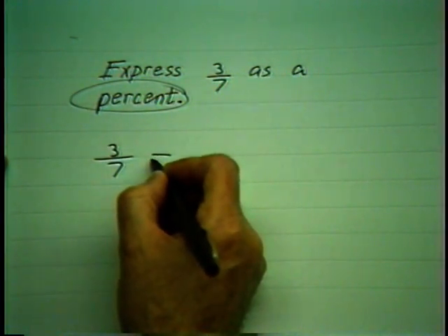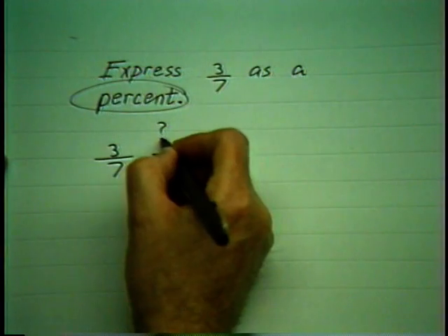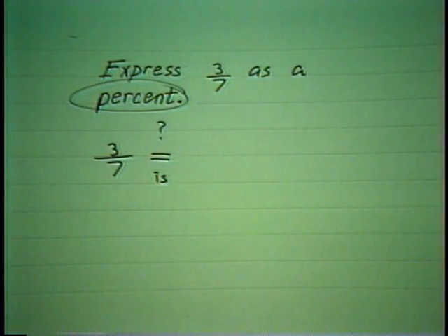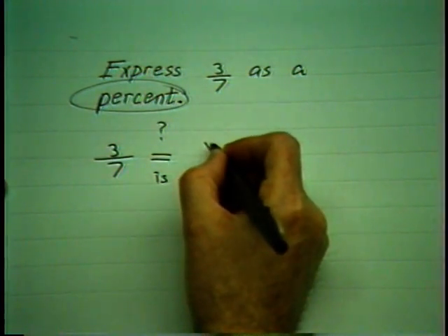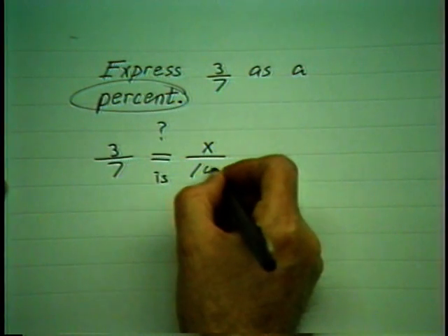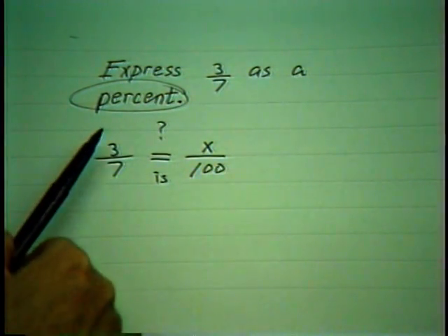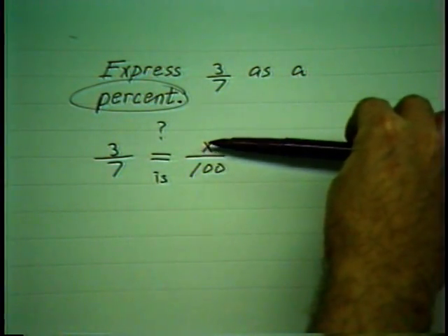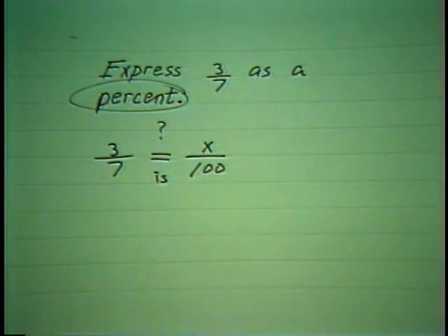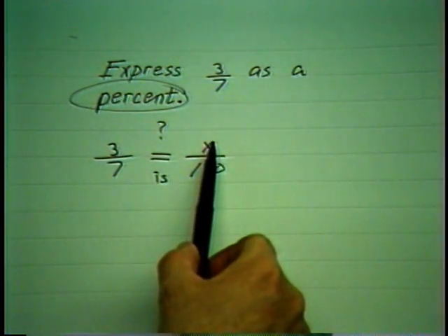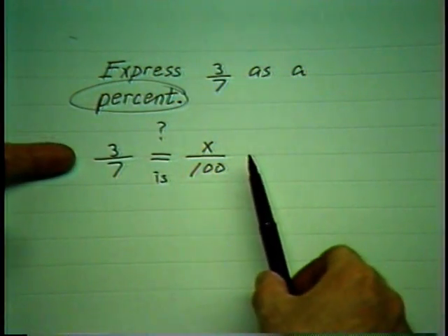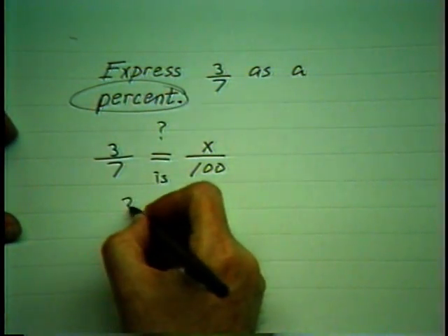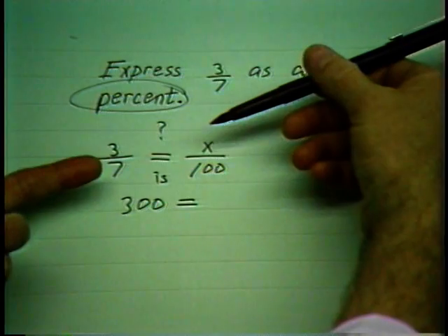3/7 is. Okay, equal is another way of saying is. What number per hundredth? Or if you will, 3/7 is how many hundredths? If I knew how many hundredths, then I would know what its percent is, because percent means how many hundredths. But this is a rate proportion. And remember, to solve a rate proportion, top times bottom, set equal to bottom times top.